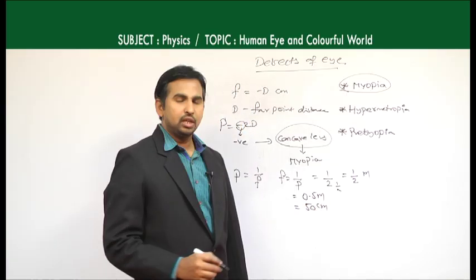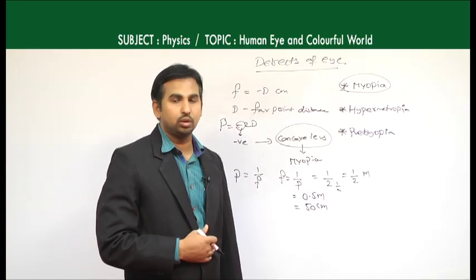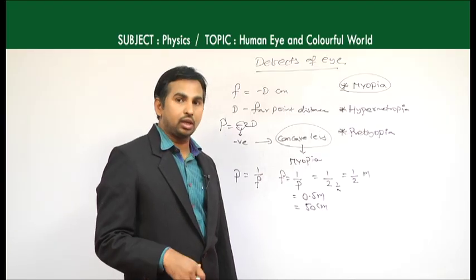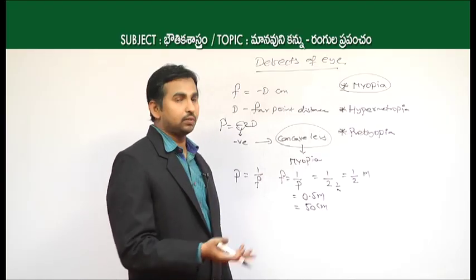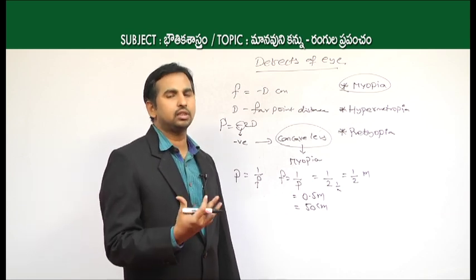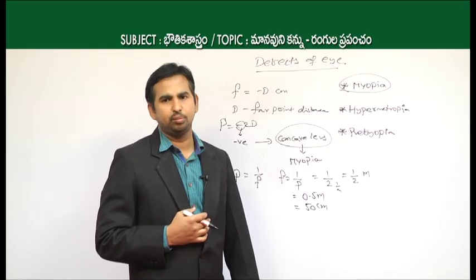So, which means the far point or the focal length recommended for this defect is equal to 50 centimeters, that is, or we can also say the far point of this one is nothing but equal to 50 centimeters. That person is having a far point distance of about 15 centimeters.